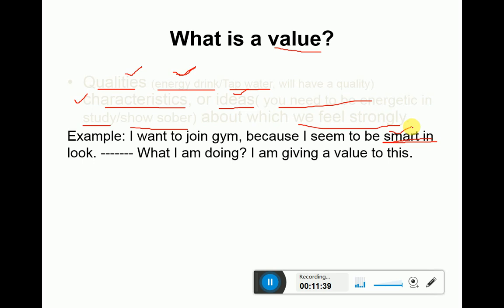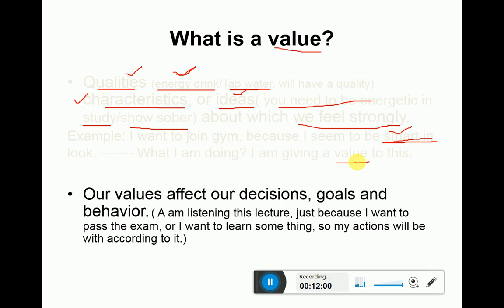This whole lecture is business ethics, the traditional study. It is a concept you study in daily life. With this, your idea will become fully clear. Our values affect our decisions, our goals and our behavior. Whatever our values are, our decisions, goals and actions will be shaped by them. I hope a bit of the idea will be clear now. We will move to the next point.